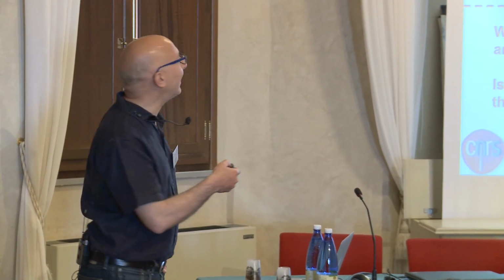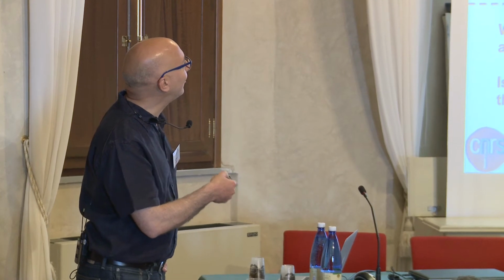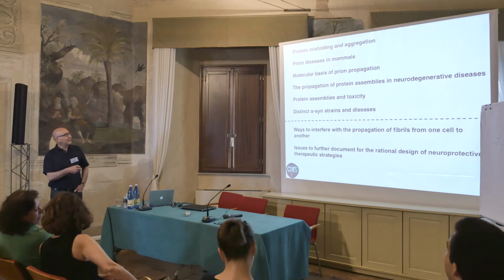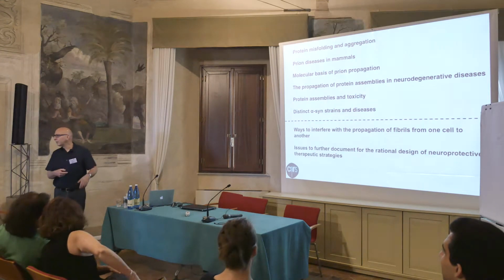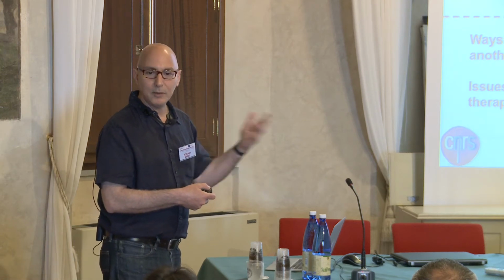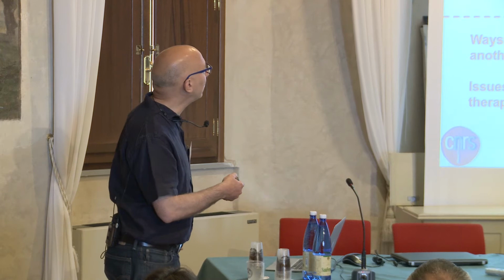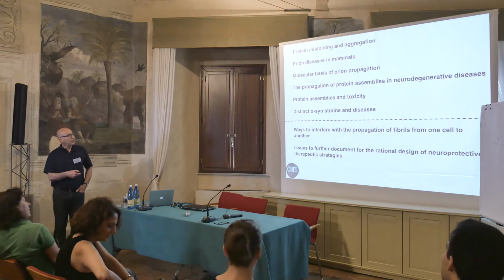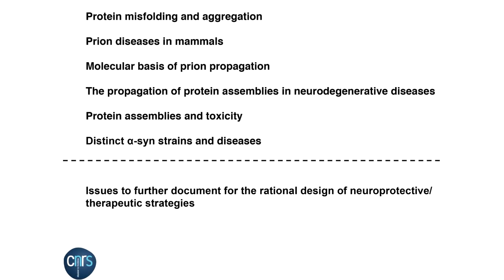So I will start by introducing protein folding and misfolding, just in 1 minute. Then talk about prion disease in mammals because this defines how we see the aggregates that we are forming in test tubes. Talk about the molecular basis of prion propagation and amplification. Then I will get into what we are mostly interested in, in other words, the propagation of these protein assemblies that are involved in neurodegenerative diseases. Talk about protein toxicities and talk about the strains.